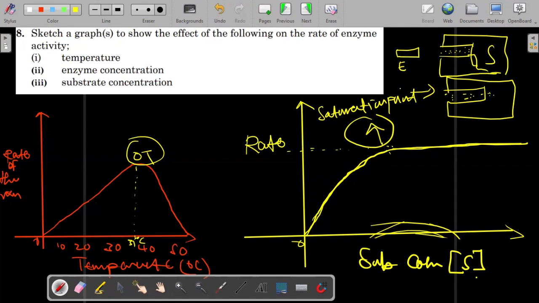All right, so we've used the sketches to explain the rate activity of the enzyme, and we are done with your Assignment 1. So stay blessed and continue studying.